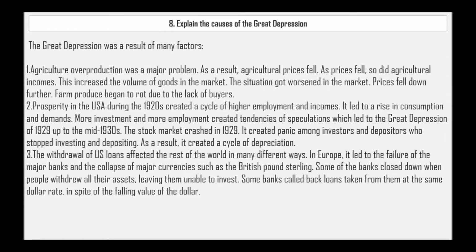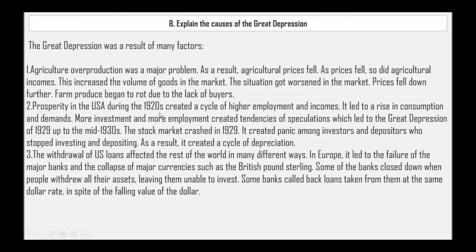Next, explain the cause of the Great Depression. The Great Depression was a result of many factors. Agricultural overproduction was a major problem. As a result, agricultural prices fell. As prices fell, so did agricultural incomes. This increased the volume of goods in the market. The situation worsened in the market. Prices fell down further. Farmer produce began to rot due to the lack of buyers.